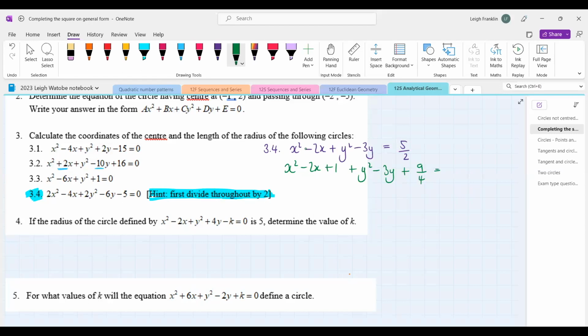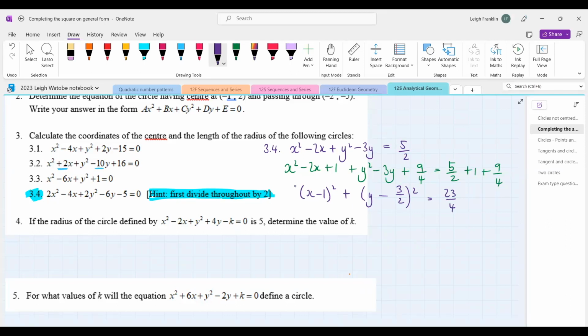Equal to, and then I did the same thing that I did on the one side to the other. I had 5/2 plus 1 plus 9/4. Awesome. Good job. Then I had 2 perfect trinomials. So for the one, I had x minus 1 squared in the one bracket, plus I had y minus 3/2 squared, and it's equal to 23/4 when I add all of them together. Nice. Good job. Well done.